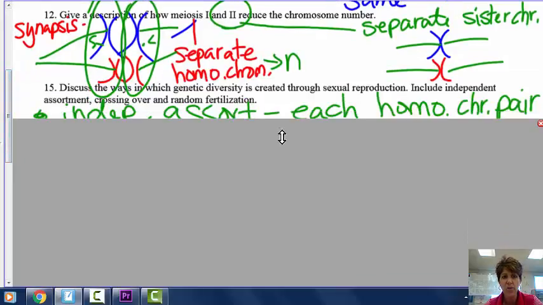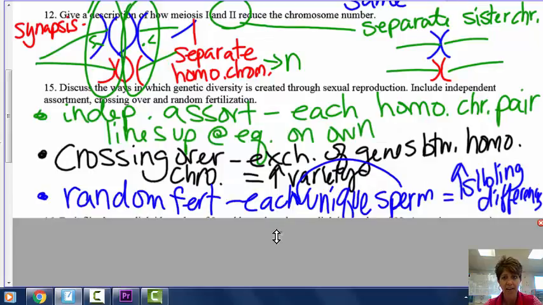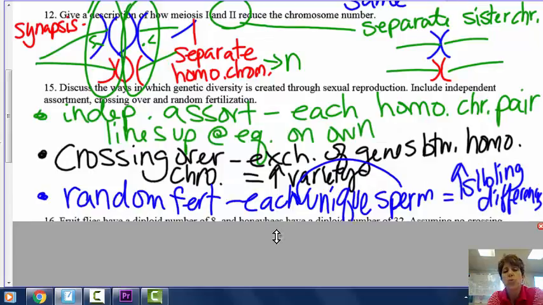All right, discuss the ways in which genetic diversity is created through sexual reproduction, include independent assortment, crossing over, and random fertilization. So I will have those show as I'm talking about each one. So independent assortment is what I just spoke of, where each pair of chromosomes independently lines up at the equator. So you have all of these different combinations. So if you think of some possibilities, you've got 23 pairs of chromosomes.